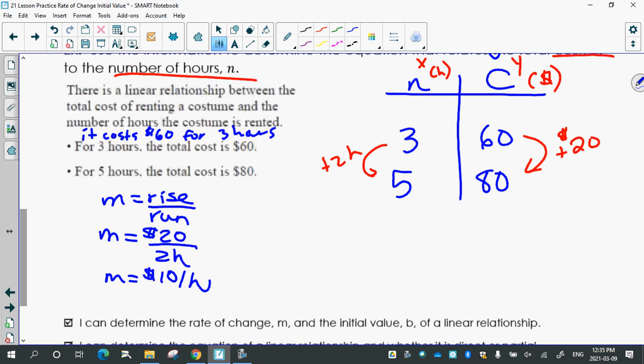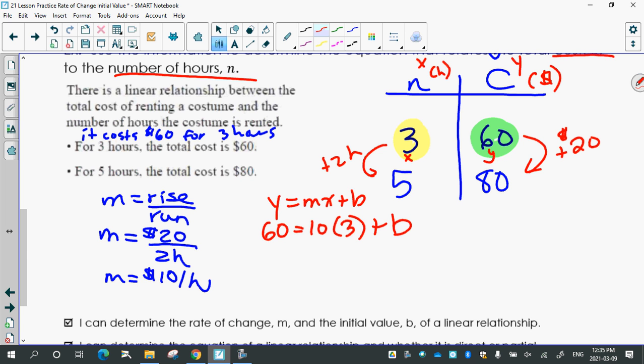How would you figure out your initial value? You could input, for example, the 3 hours is $60 into the equation we use. Lovely. So we start with y equals mx plus b. This is going to be the x we chose that goes with that y. So we're going to replace y with 60, m with 10, x with 3 to calculate b. So we end up getting B is $30.